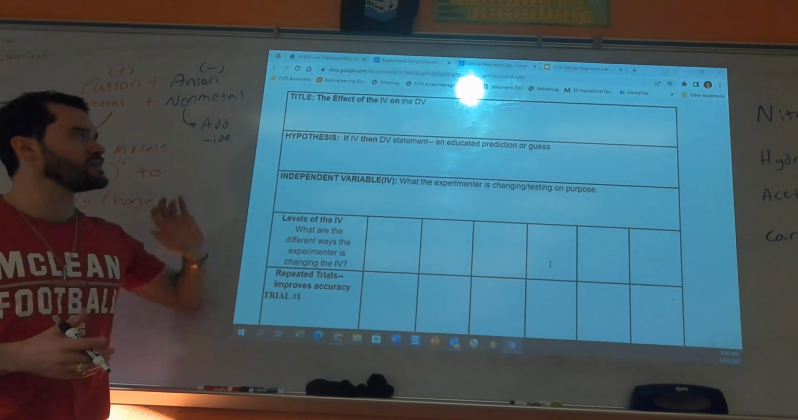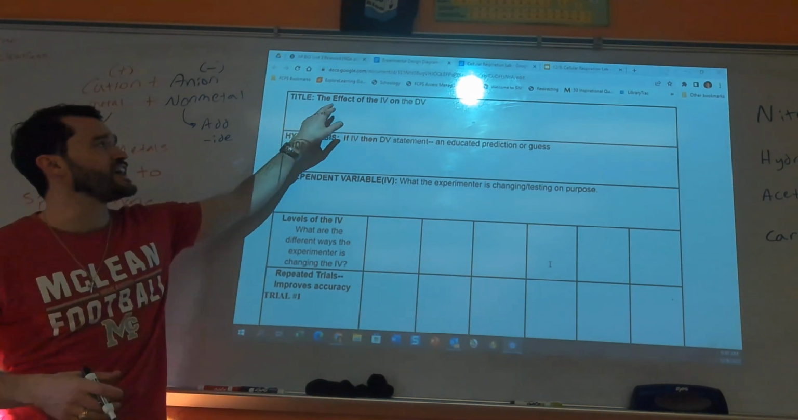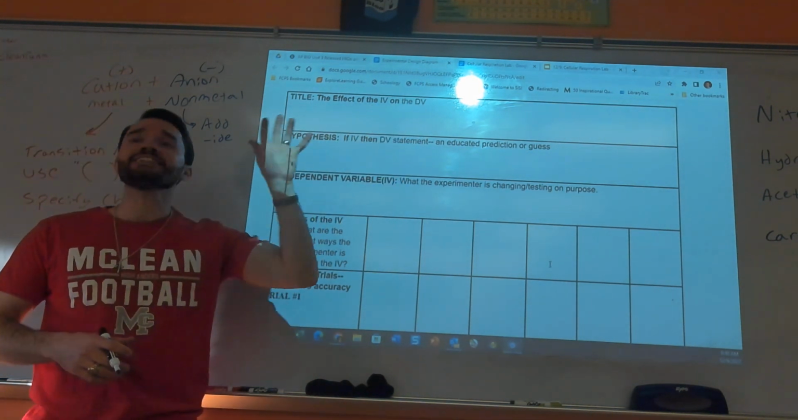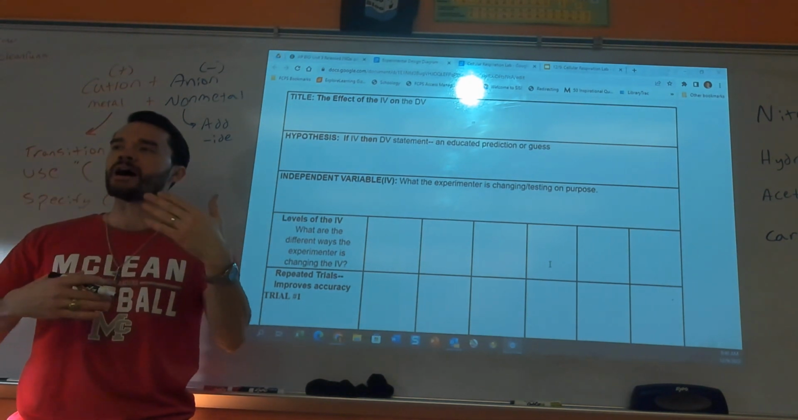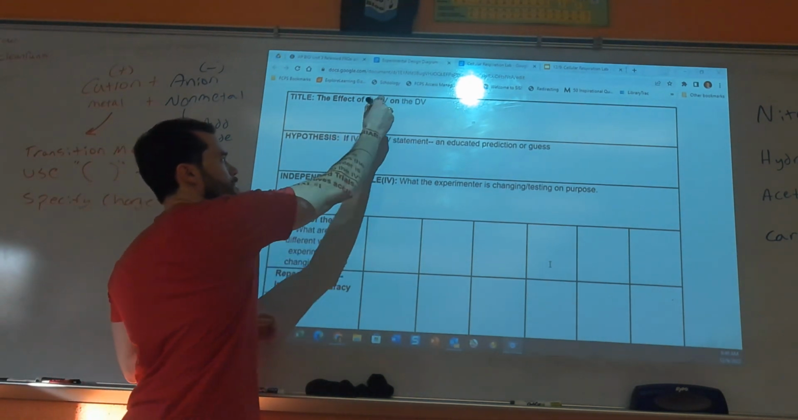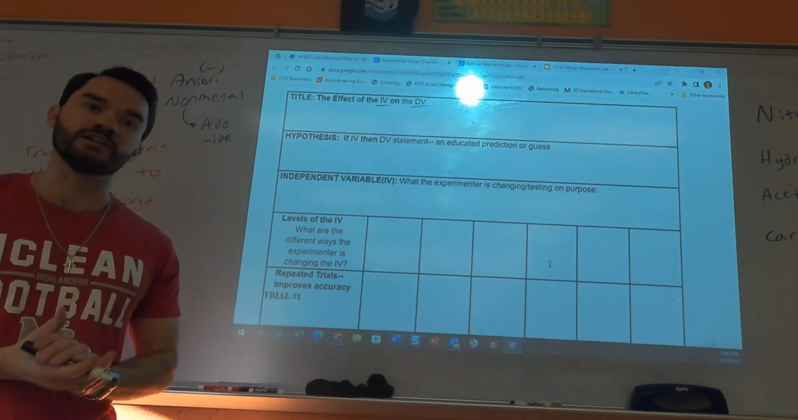So what could be a valid title of this experiment? Oh, and the formula is the effect of the IV on the DV. It doesn't have to be written in that form. It's just to give you a way to think about the title. You just need to include your independent variable and your dependent variable in a good title. Yeah, go for it.